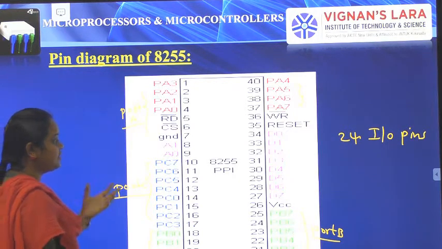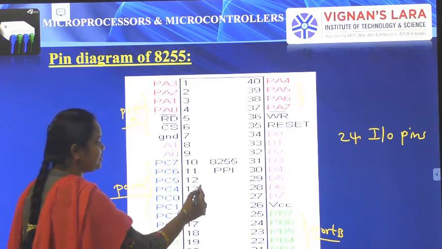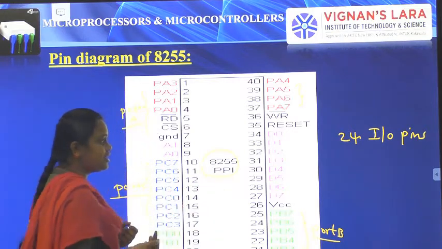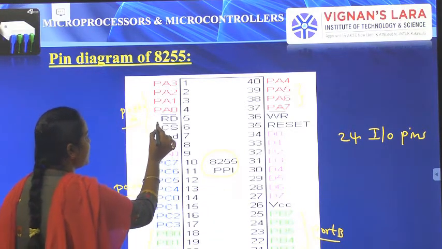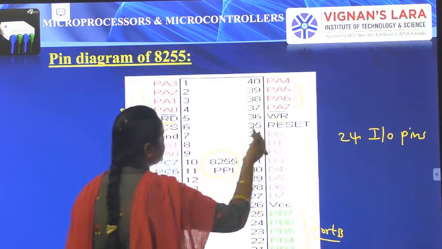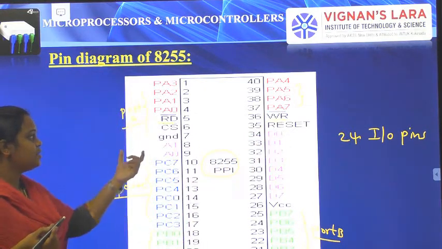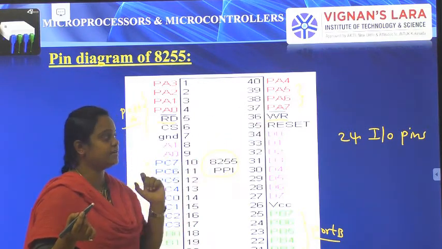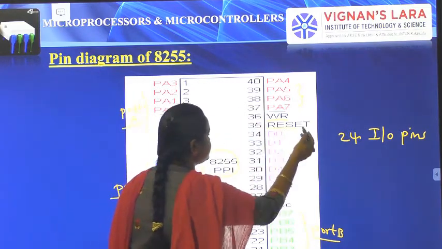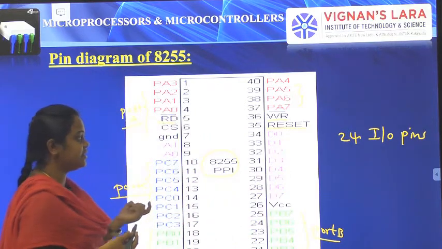It is a 40 pin IC. The 8255 is a 40 pin dual in-line package IC. We have the read bar at the 5th pin and the write bar at the 36th pin. For the read operation we have RD, and for the write operation we have WR. And for resetting the registers, we have a reset pin at the 35th pin.